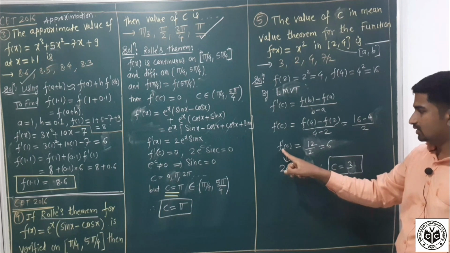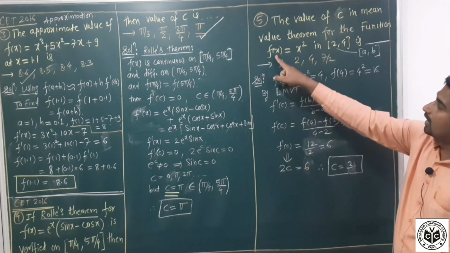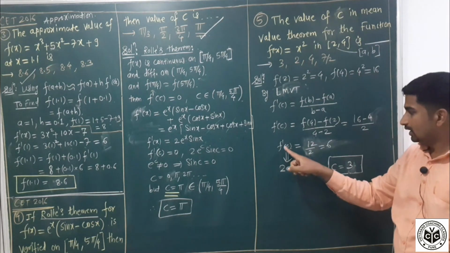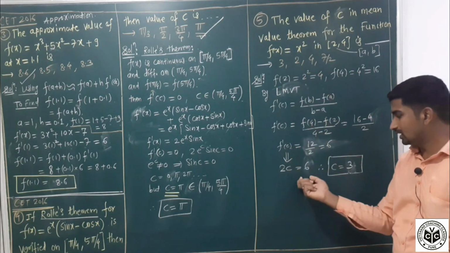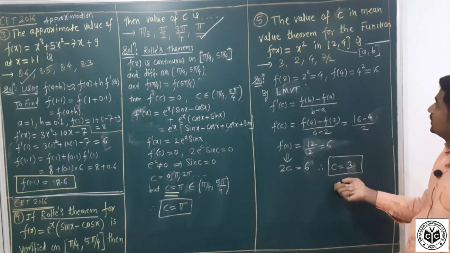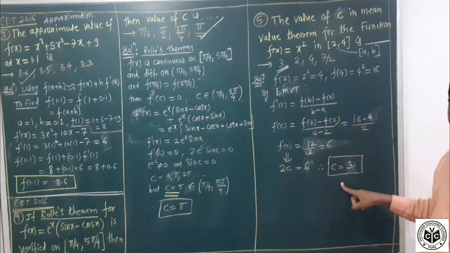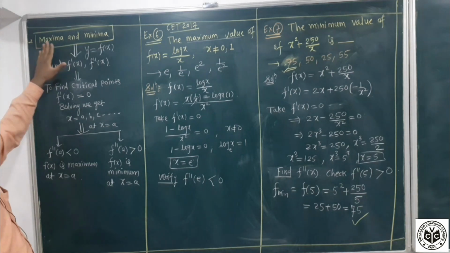So what is the differentiation of f(x) = x square? Its differentiation is 2x. So replace x by c. So 2c is 6, so the value of c is 3. So this is the correct answer, c as 3. Next topic, maxima and minima.